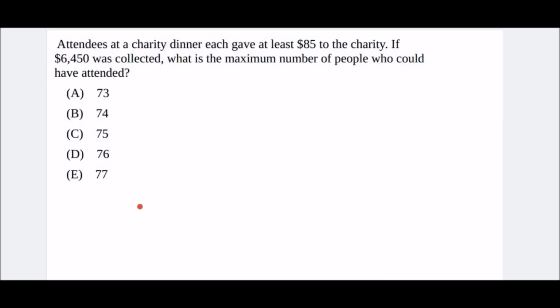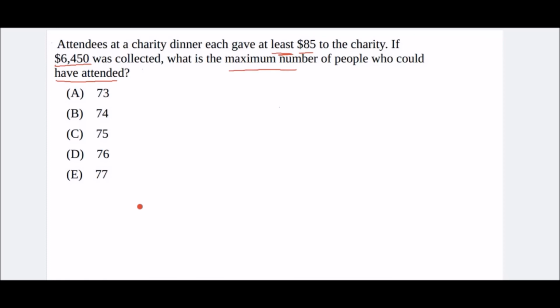So our last question for this part is, attendees at a charity dinner each gave at least $85 to the charity. At least. See the word carefully. If $6,450 was collected, what is the maximum number of people who could have attended? We have to find out the maximum number.